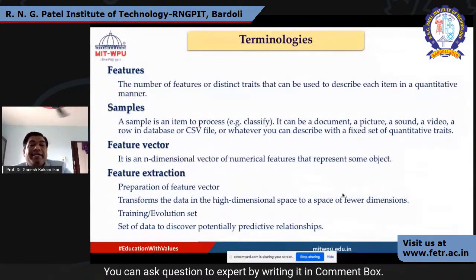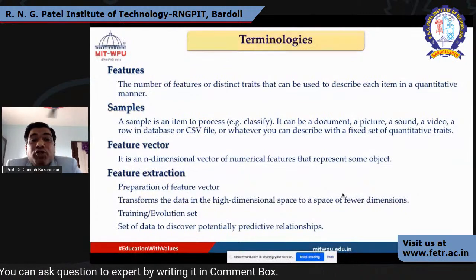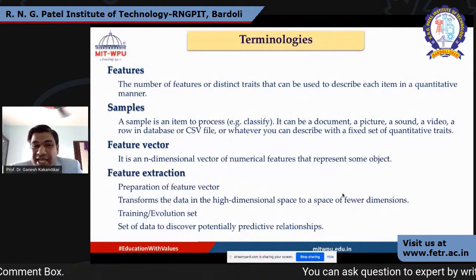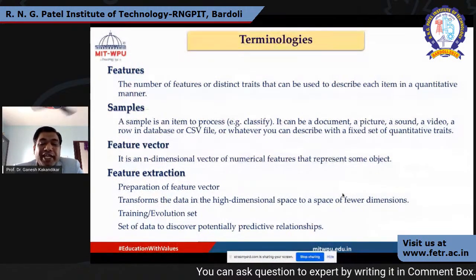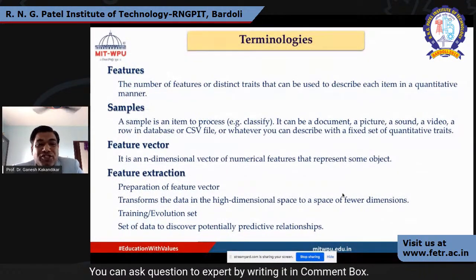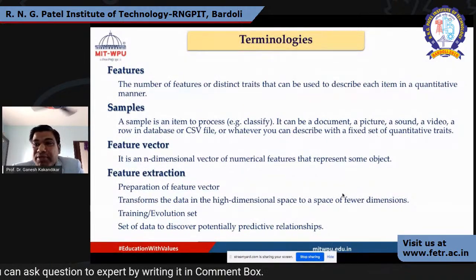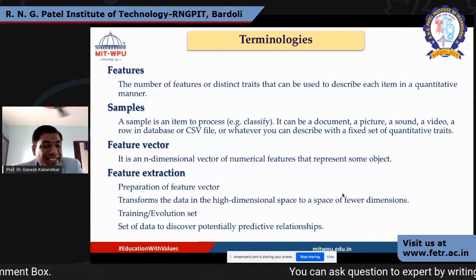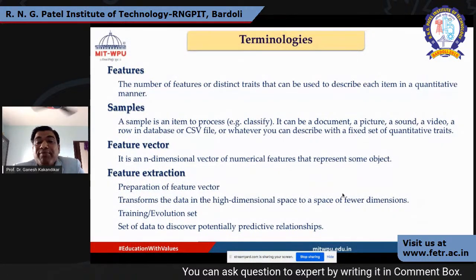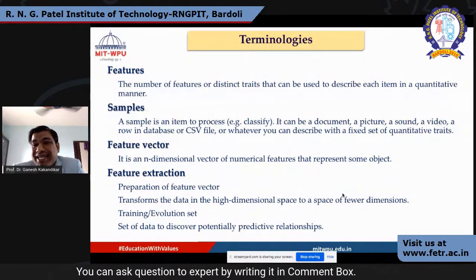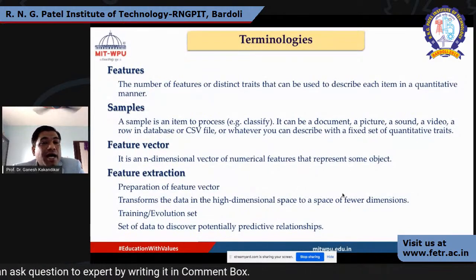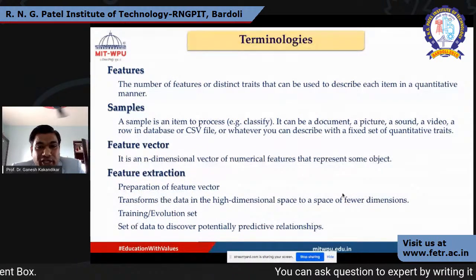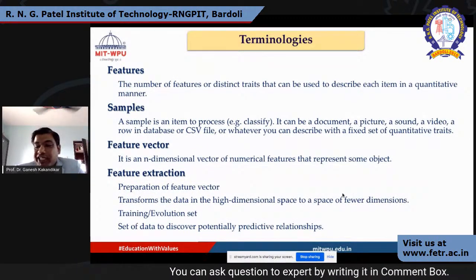Why do we want to handle the data? What do we want to do with the data actually? We want to extract the features by taking some samples, and then we would like to come to some conclusions, so that based on those conclusions we can take some decisions. What are features? Features are the distinct traits that can be used to define or describe a quantity, or any item, any product, in a quantitative manner.